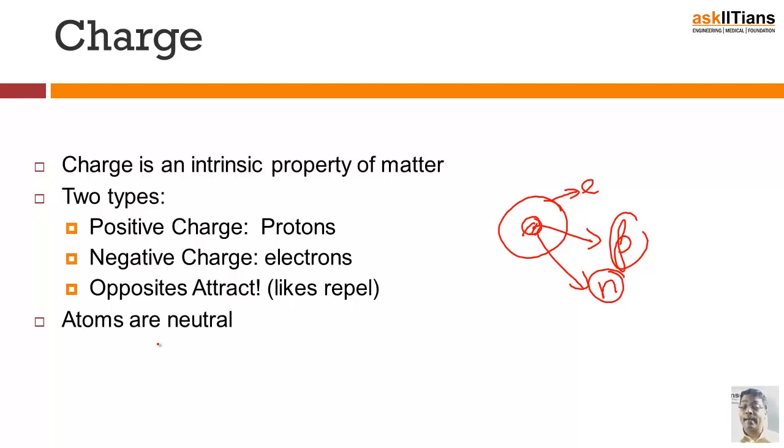So roughly around 10,000 times heavier are the protons as compared to electrons. That means any kind of interaction that is going to be produced is going to be because of electrons. Either there is going to be an addition of electrons, which is going to increase the negative charge, or there is going to be a reduction of electrons that is going to result in a positive charge. So deficiency of electrons means a positive charge, excess of electrons means a negative charge.